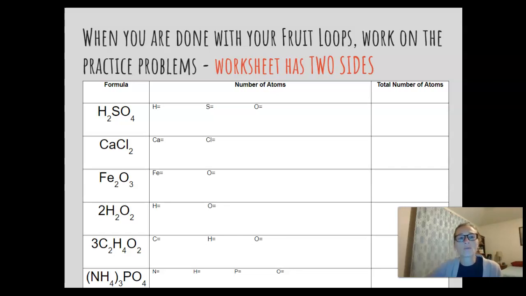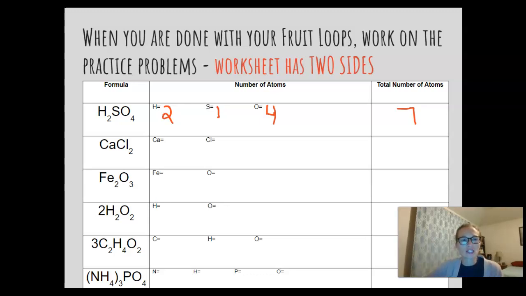Let's do at least one together. So I have H2SO4, hydrogen phosphate, I think. Okay, so I do not have a coefficient in front of this, so I don't have anything that needs to be multiplied by everything. So I'm just going to write in my subscripts. I have 2 H's. I have how many S's? 1. And I have 4 O's. Okay, so I know how many of each atom I have, and I need to write the total over here. 2 plus 1 is 3, plus 4 more is 7.